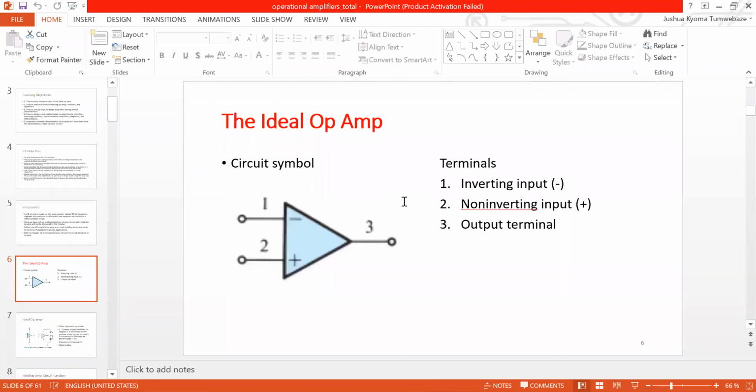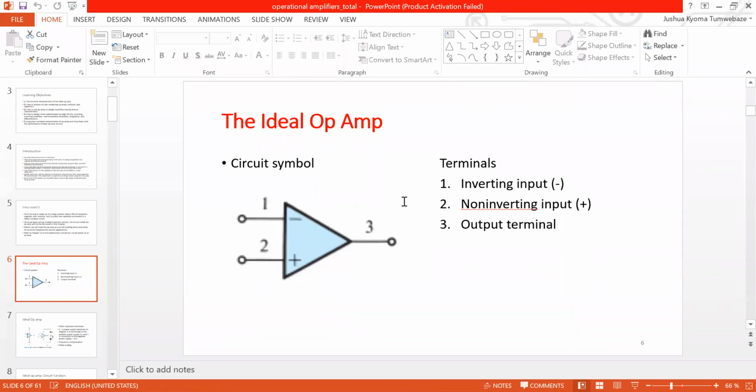So let's start by looking at the ideal operational amplifier, or op amp. Just like any other amplifier circuit or electronic circuit device, we must have a symbol that represents the device. The symbol we're using here is a triangle. A triangle in general is a symbol for an amplifier.